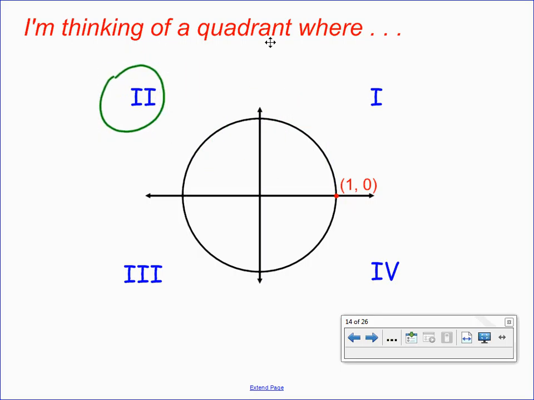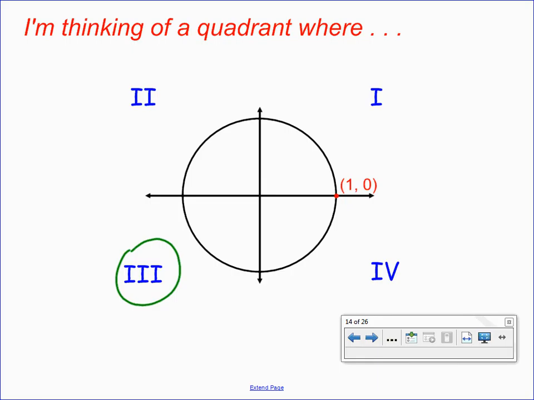I am thinking of a quadrant where both sine and cosine are negative. Both sine and cosine are negative. Where am I? Maya? 3. You are correct. Quadrant 3. Good job. So we're feeling good about sine, cosine?